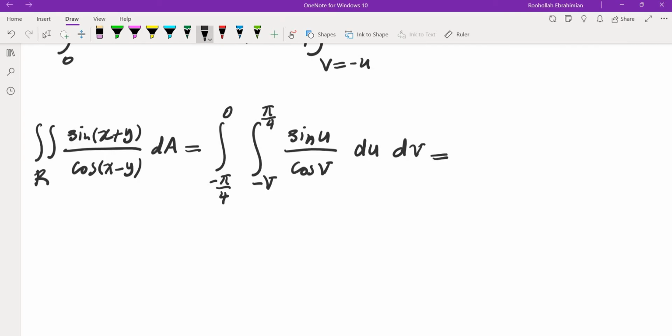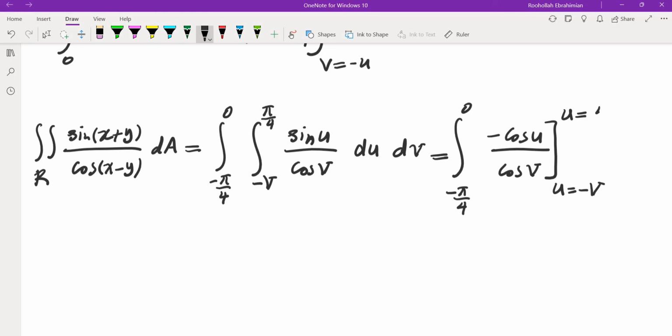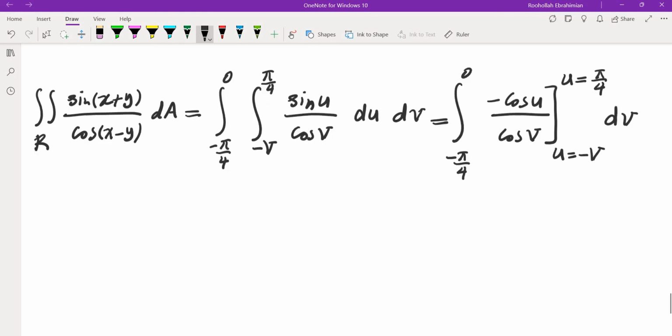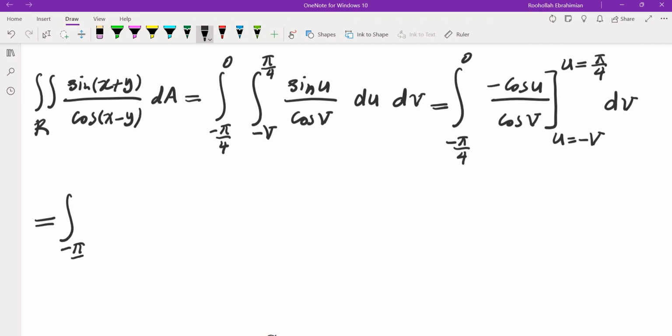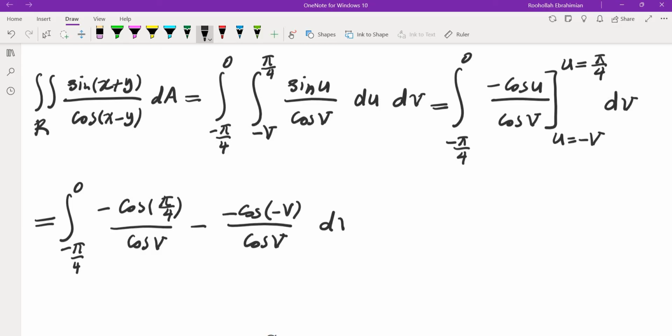Okay, so now the integral with respect to u is actually pretty easy. So this is negative pi over 4 to 0. When you integrate sine of u, we get negative cosine of u over cosine of v. Then we'll have to plug in u equals negative v to u equals pi over 4, dv. So we get negative pi over 4 to 0. If you plug in pi over 4, we get negative cosine of pi over 4 over cosine of v, minus cosine of negative v over cosine of v, dv.